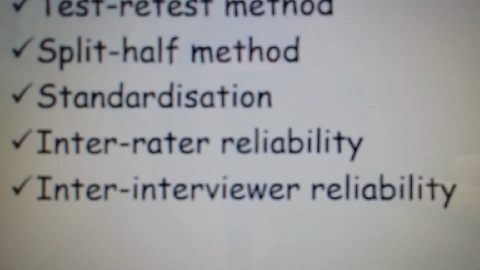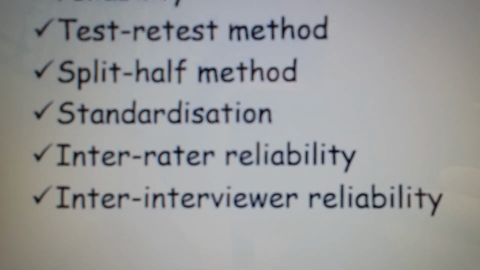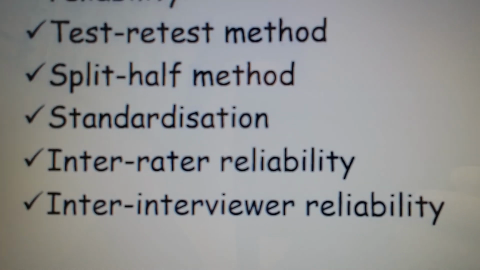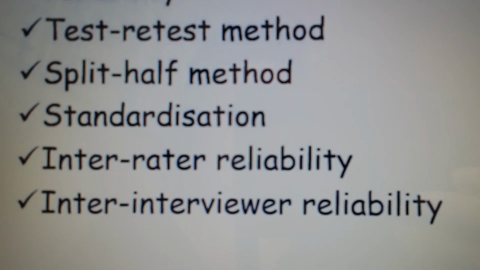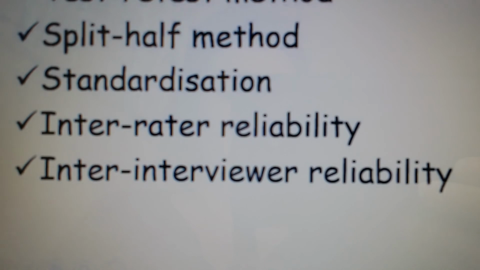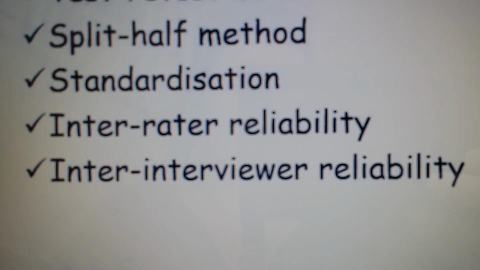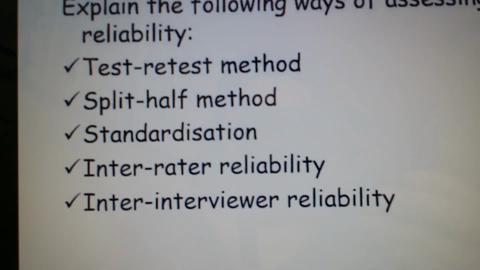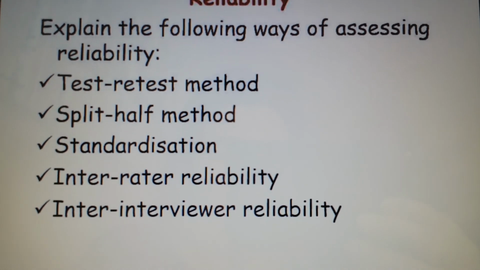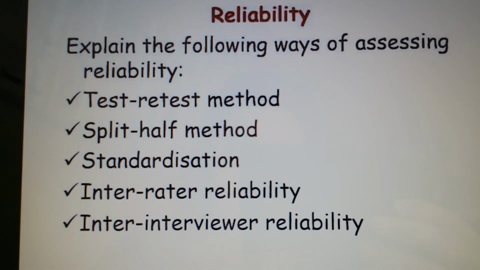Interrater and inter-interviewer reliability are very similar. Interrater reliability refers to observations and is whether 2 or more raters or observers view categories in the same way and measure them in the same way. Inter-interviewer reliability is where 2 or more interviewers would interpret the results of an interview in the same way. These are the only ways that AQA require you to know for assessing reliability. Please do not get these mixed up with validity.